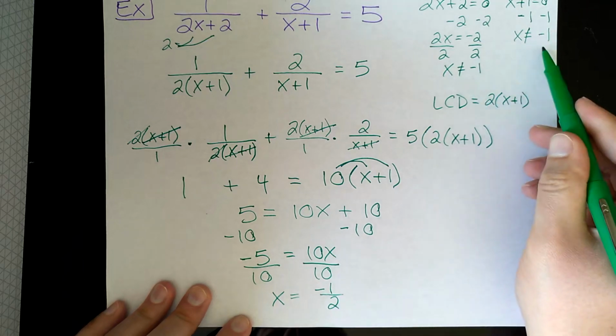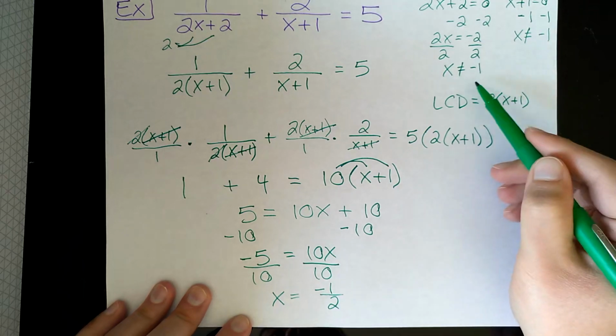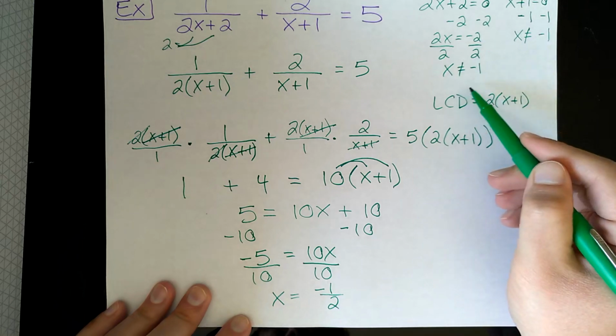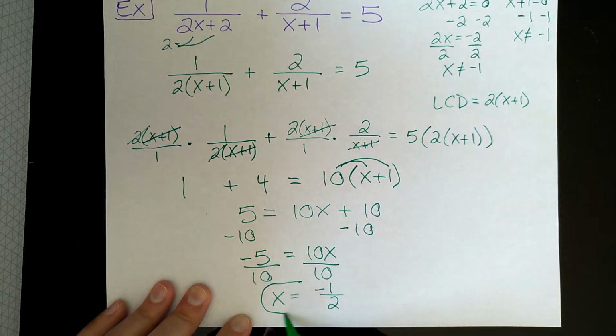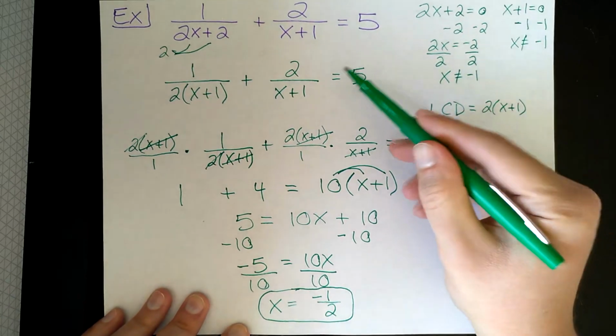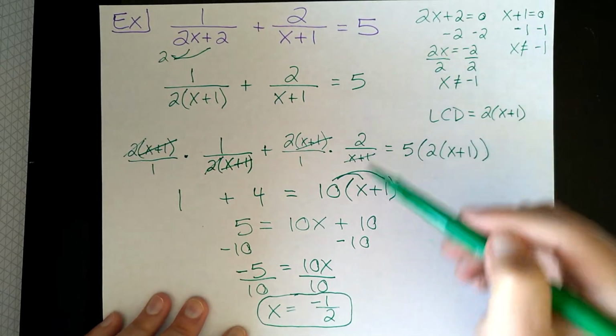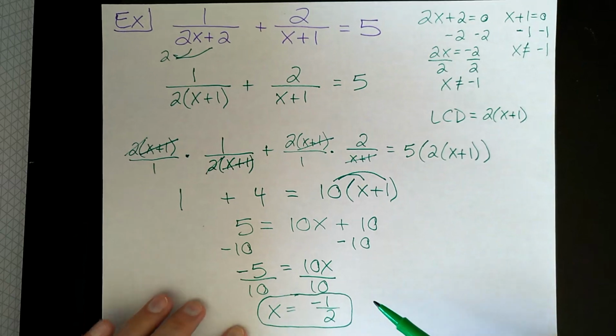That does not match our rejected value of negative 1, so this is the answer that solves the original problem. X equals negative 1/2.